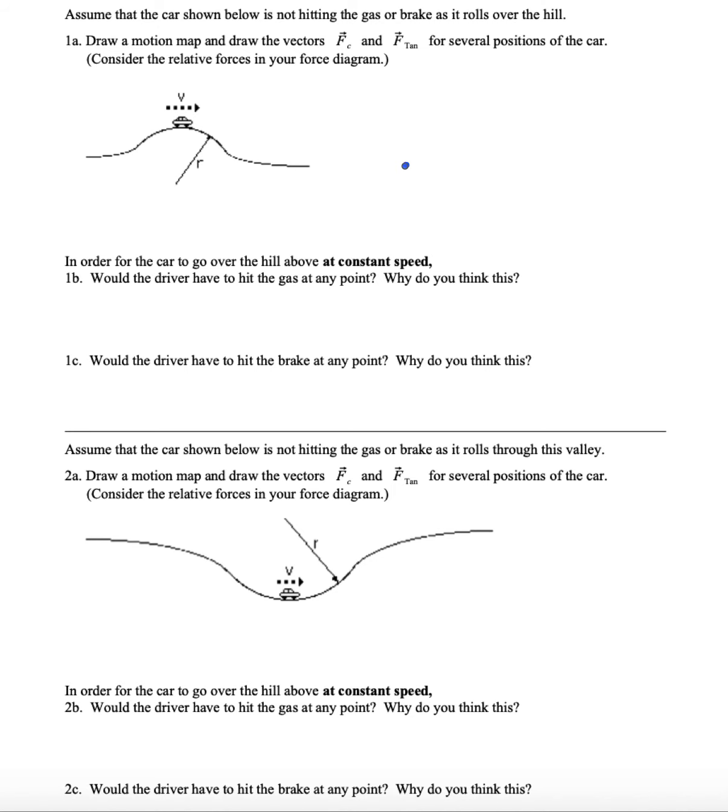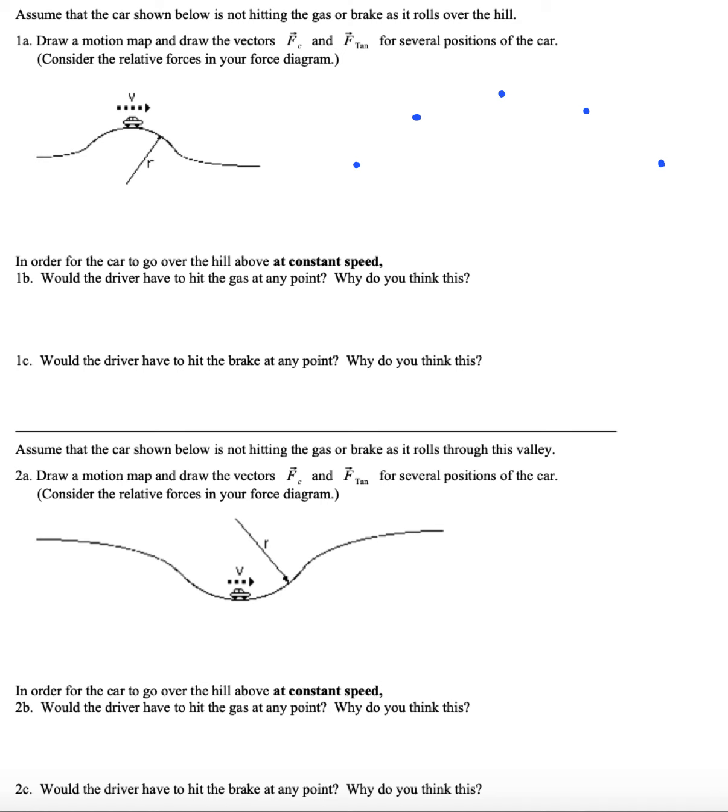So a motion map for something like this just starts with a picture of where the vehicle will be located at different times. All right, now I want to show the forces that are acting on the car at these different points. Now we know that the car is going to have a large weight to it, and that weight is not going to change no matter where it's located. So let's start with that. This is Fg.